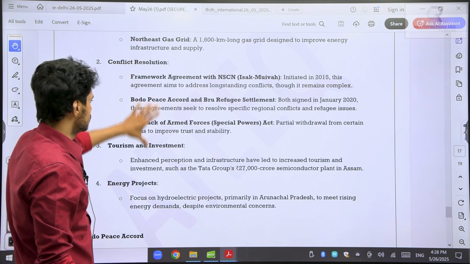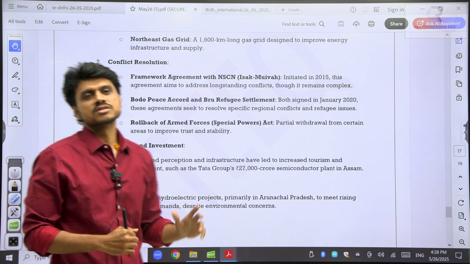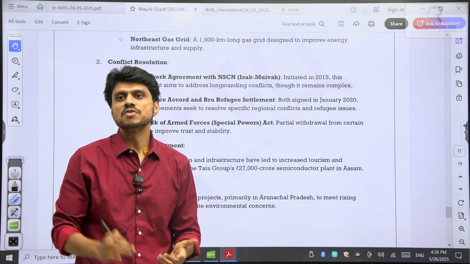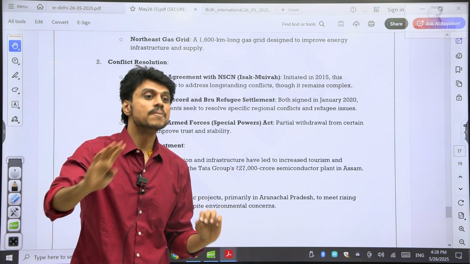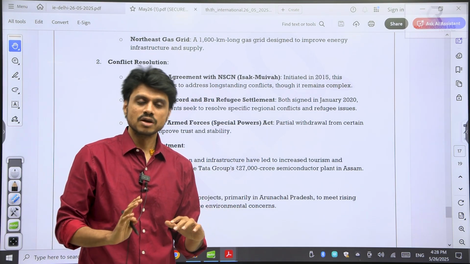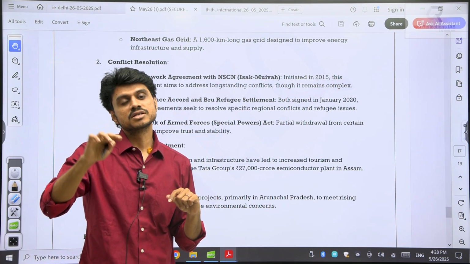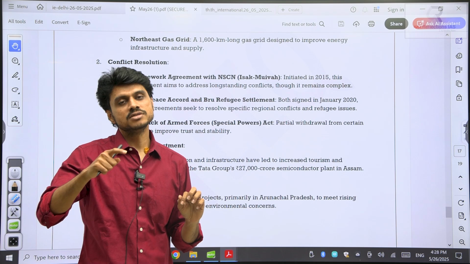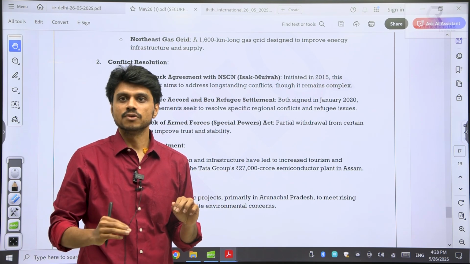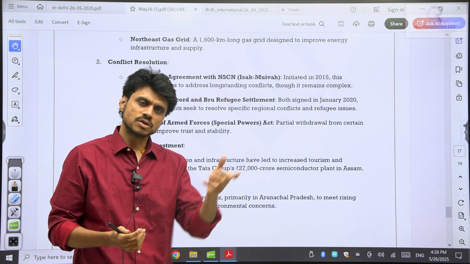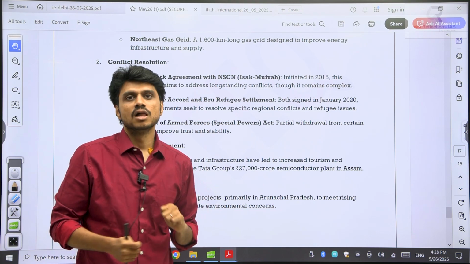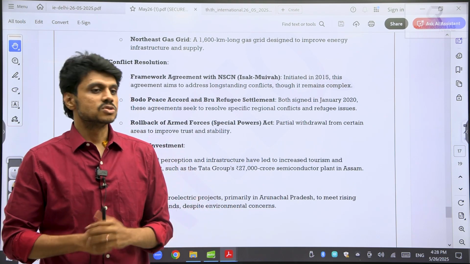Like this, conflict resolution measures also. Now, if they ask something on the northeast, definitely you will not go blank. Now you have some base with you. I also want you to see, going back home, the northeast states' capitals and try to arrange them north to south. The northeast is so much in focus, they can ask these kinds of questions also.